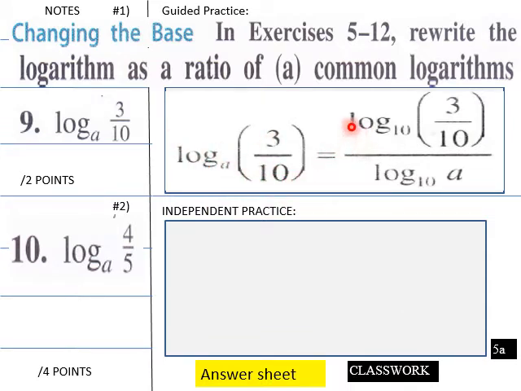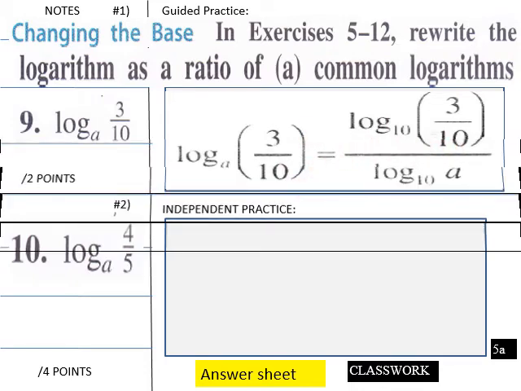So we're going to take log base 10 of 3 over log base 10 of A, which will be our situation here. That would be the procedure for solving this: take the log of the number furthest away and then divide it by the log of the base, the one that's close here. Once you do that, you will have your solution.